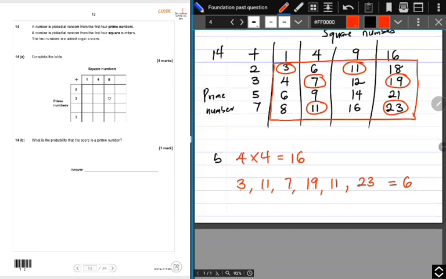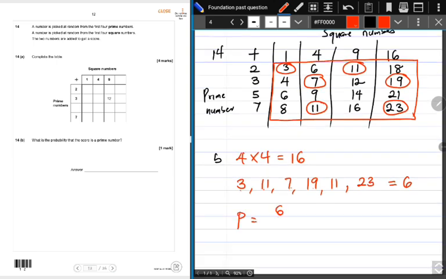So now let's calculate the probability. The probability is 6 over 16. So 2 here is going to give us 3, 2 here is going to give us 8. We are having 3 over 8. That will be our probability for this question.